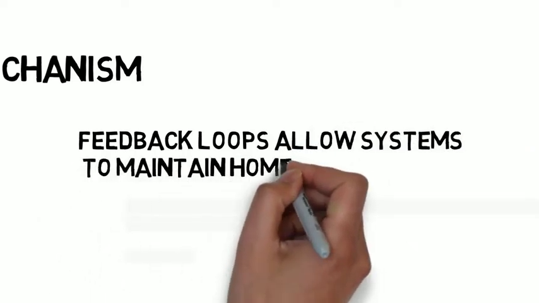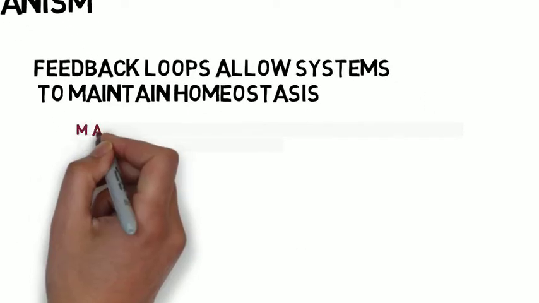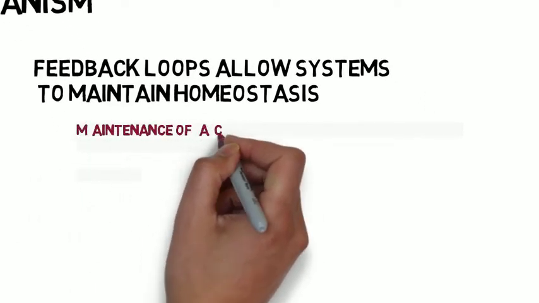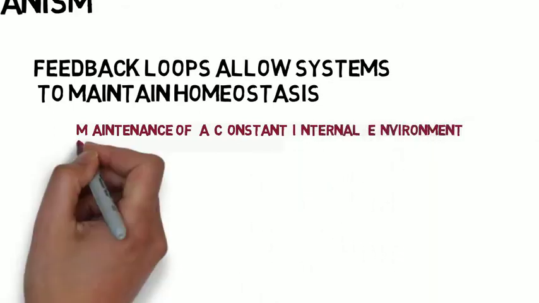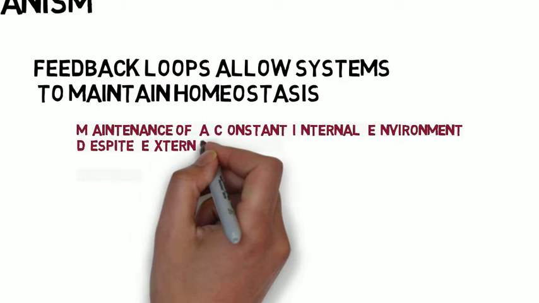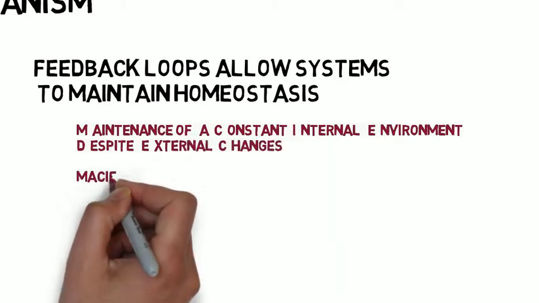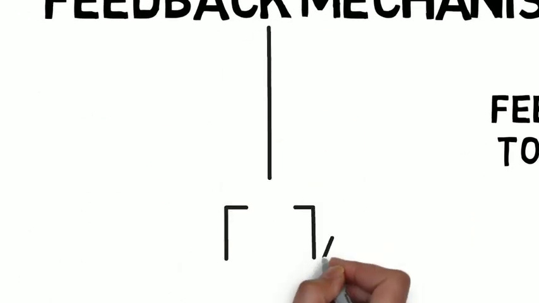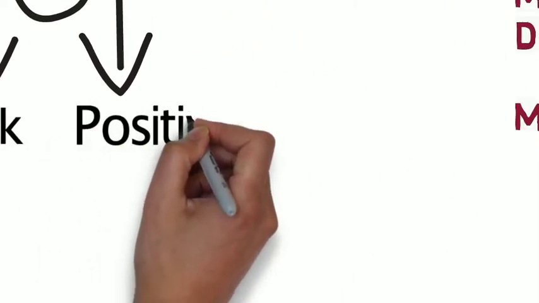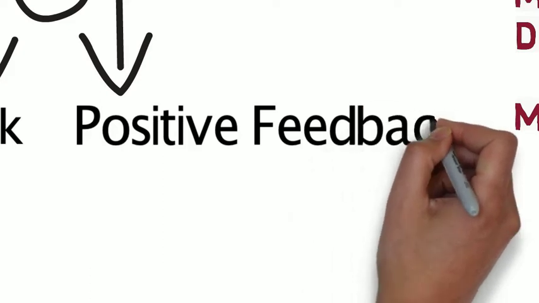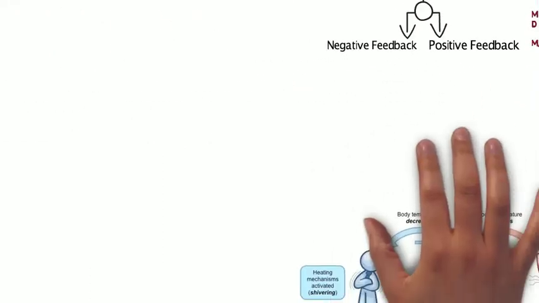So, feedback mechanisms: essentially the feedback loops allow systems to maintain something called homeostasis. Homeostasis is essentially just maintaining a constant internal environment despite any external changes that may occur. The mnemonic here would be Macy-Deck. So what are the two types of feedback? We have negative feedback and we have positive feedback. These both work in different ways, but are equally as useful to the human body.